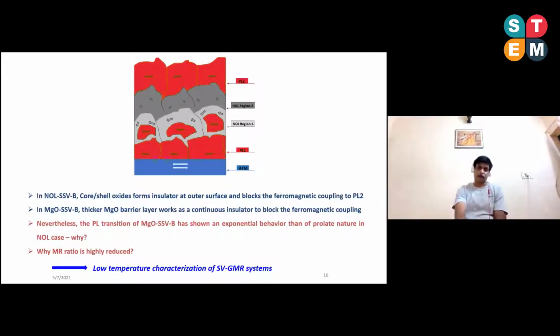Now we have a hypothetical model explaining why this is happening. First of all, when we oxidize, as I told you, there is a density gradient. So when you start the oxidation, the surface of the film gets more oxidized. Cobalt oxide at room temperature is an antiferromagnetic insulator, but it doesn't show any antiferromagnetic properties.